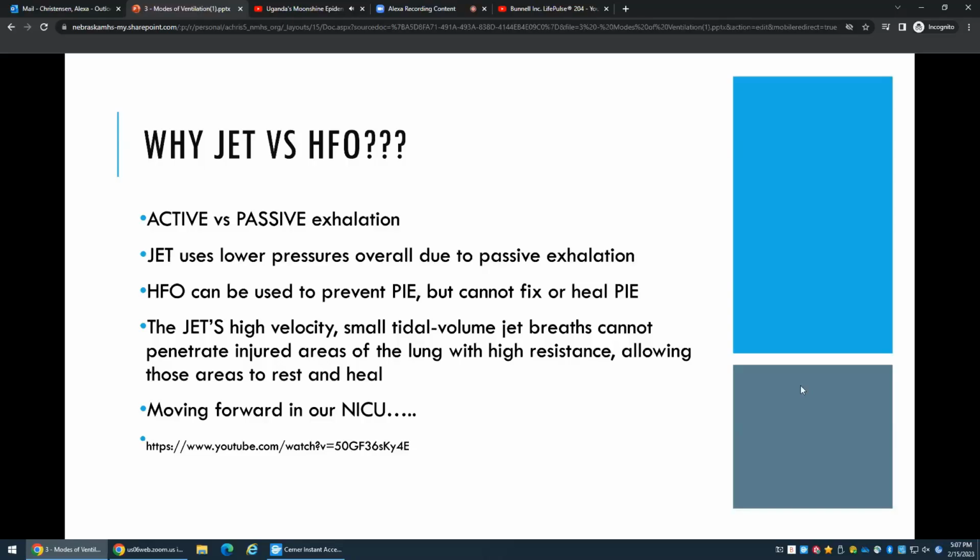So moving forward in our NICU, the goal will always be to use the jet first for extremely low birth weight micropreemies, less than 28 weeks-ish.